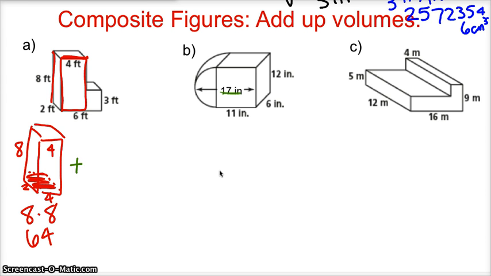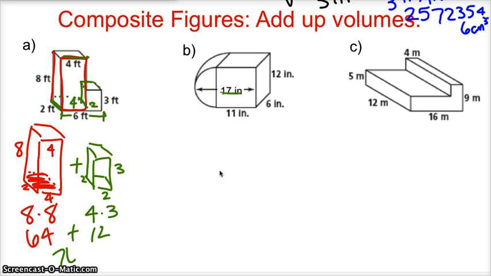On the small one, they give me the 3. The 6 was this whole length, and if that piece was 4, that one has to be 2. And then how far back does it go? The same depth as the other one, so that's a 2. So that bottom is 2 times 2, which is 4, times 3 is 12. Add it up.